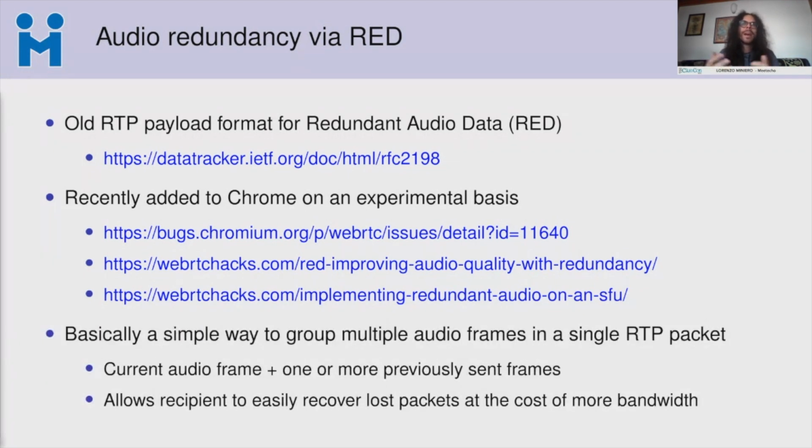And basically, in a nutshell, RED provides you with a way to, instead of using an RTP packet to just send a single frame, put multiple frames into a single RTP packet, including some audio frames from packets that you sent before, which means that if you miss some packets along the way, you can still use the redundant information from following packets to cope with the loss.